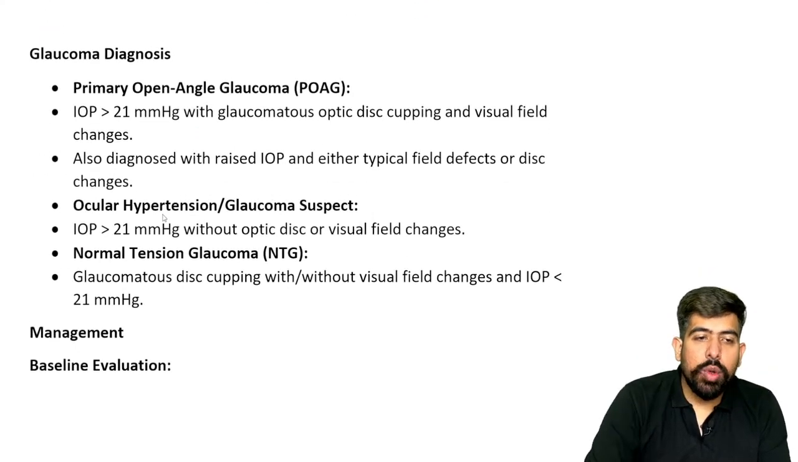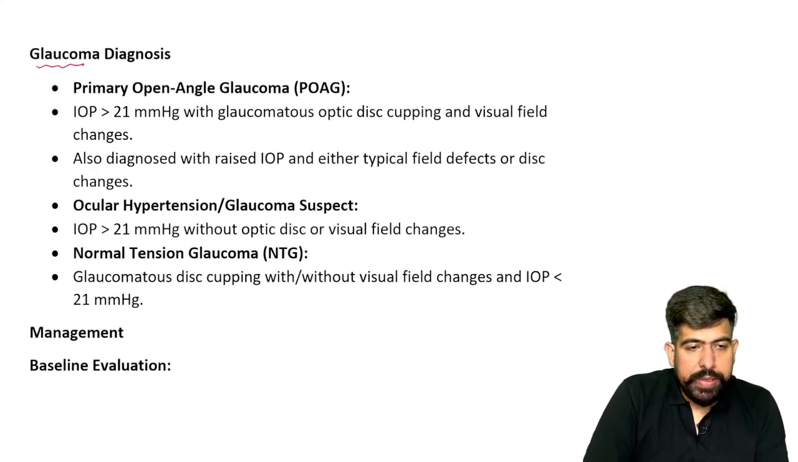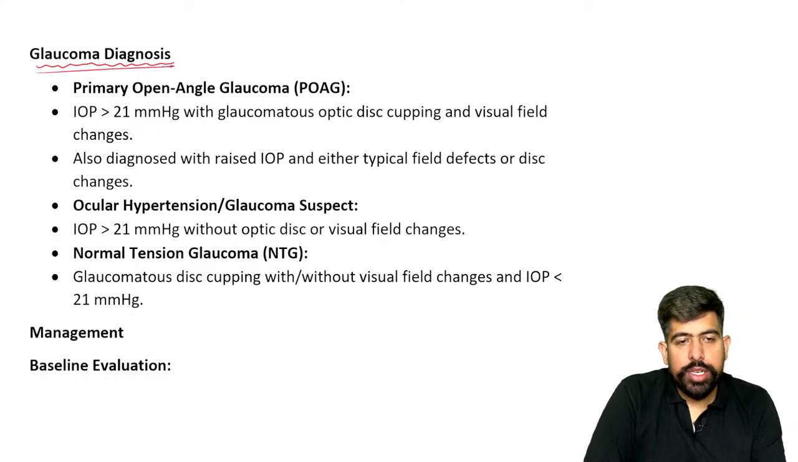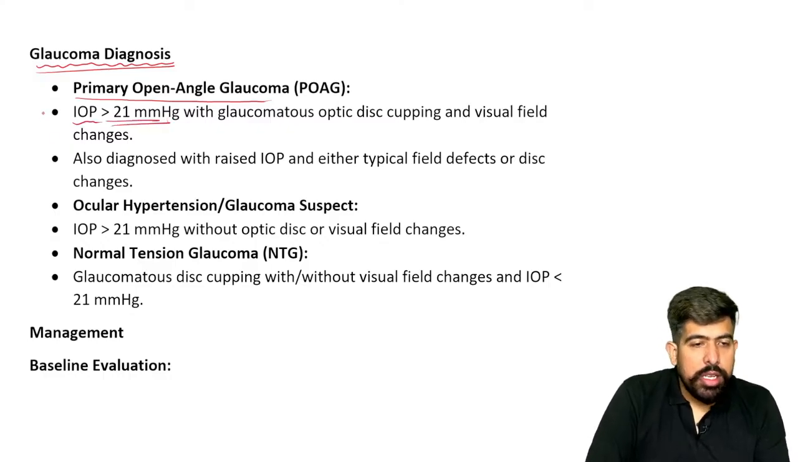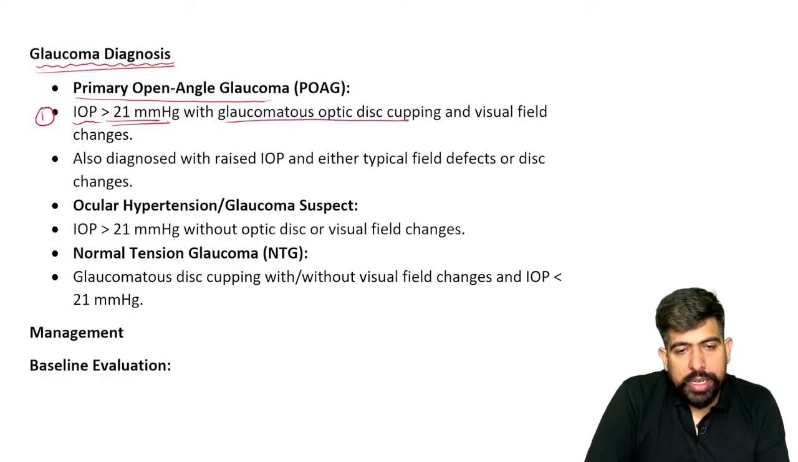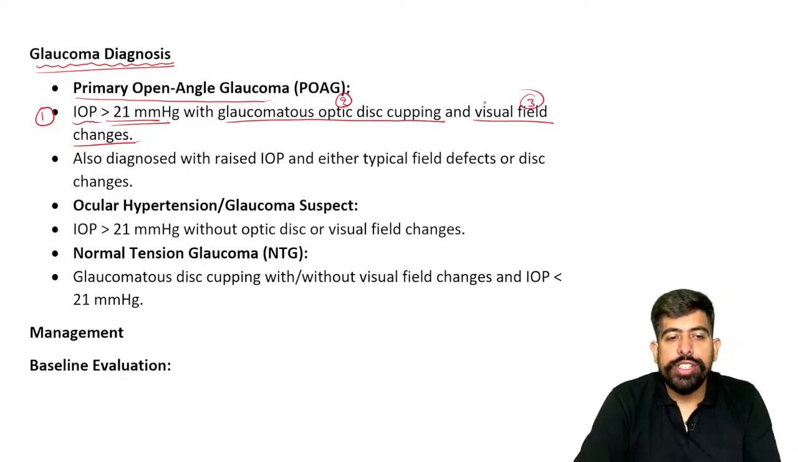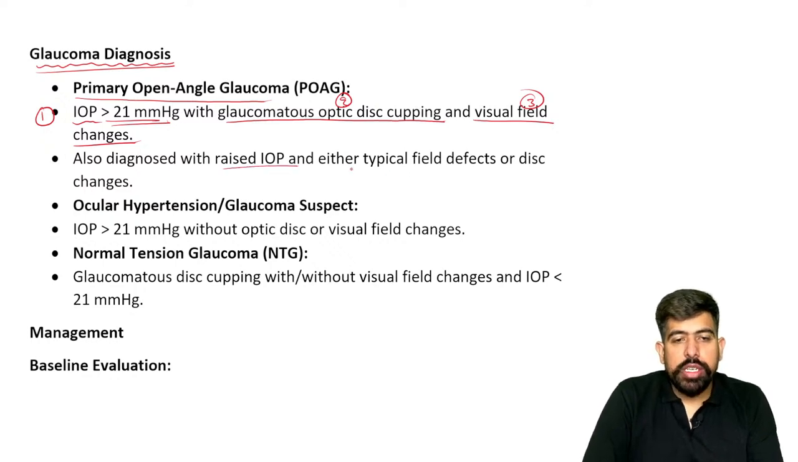Now, what is the glaucoma diagnosis criteria? For diagnosing primary open angle glaucoma, the IOP should be more than 21 mmHg. The first thing, the glaucomatous optic disc cupping and visual field changes. All the three, as we talked about, optic disc and the visual field changes will be three. Also diagnosed with the raised intraocular pressure, either the typical field defects and the changes.